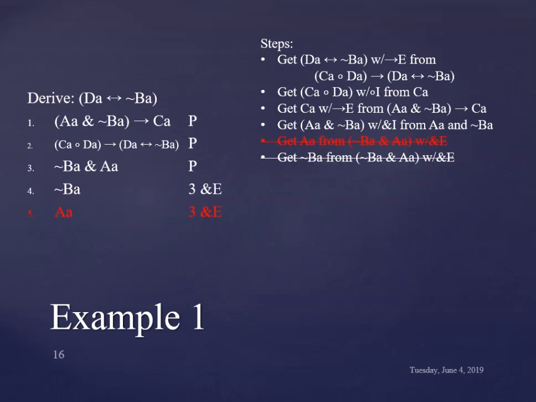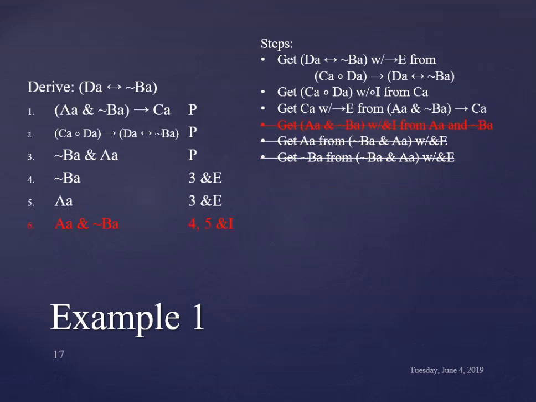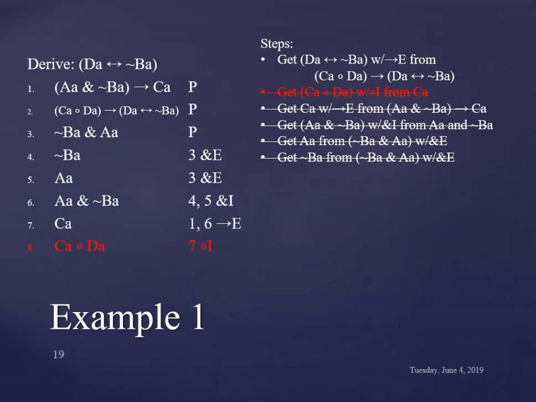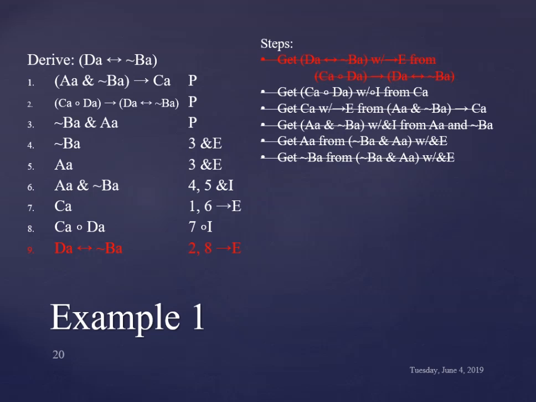Now I'm going to get AA, and I'm going to follow my instructions. Okay, now I can put those two together with conjunction introduction. So I'm going to do that on line 6. And then right now I'm going to look at, okay, now I can get CA with line 6 and line 1 using arrow elimination. Now I can use my ring introduction rule and get CA ring DA. And now I'm in a position to derive my target. And I cross that one off. Now I'm done.